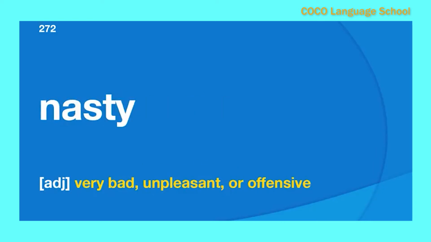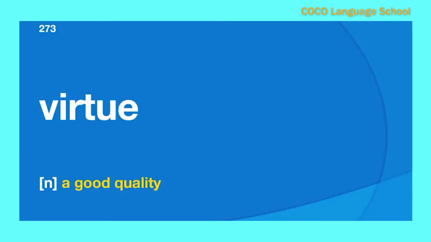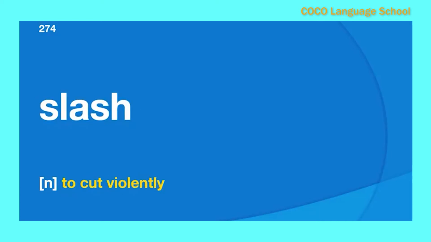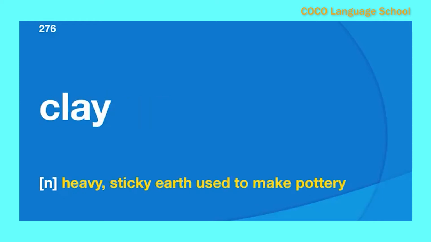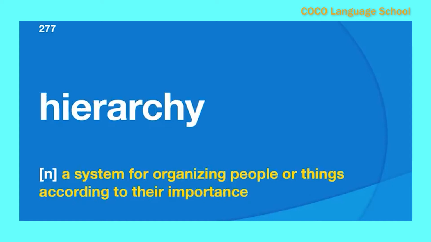Very bad, unpleasant, or offensive. Nasty. A good quality. Virtue. To cut violently. Slash. Control center of a cell. Nucleus. Heavy, sticky earth used to make pottery. Clay. A system for organizing people or things according to their importance. Hierarchy.